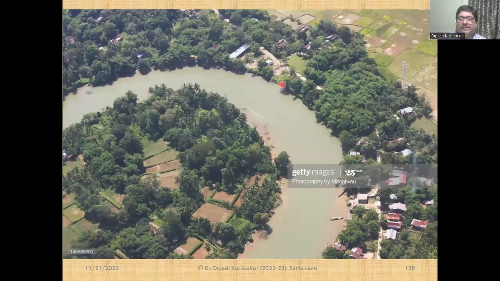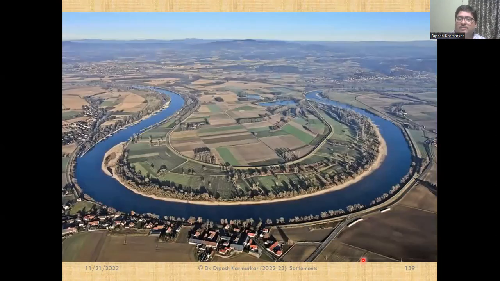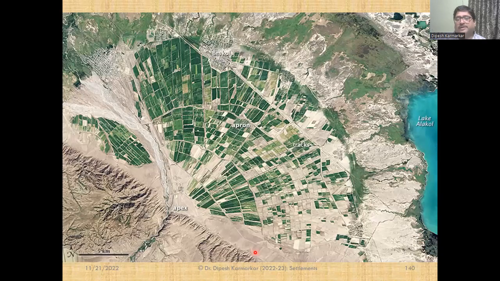This is the meandering I was talking about. So when a river meanders, it takes a C shape. And so the settlements which are located along the bank of such a river also attain a C shape. So these are C-shaped settlements. This is similar. Again, you can see a river is meandering, and along the river you can see a line of settlement that may lead to a C-shaped kind of settlement.